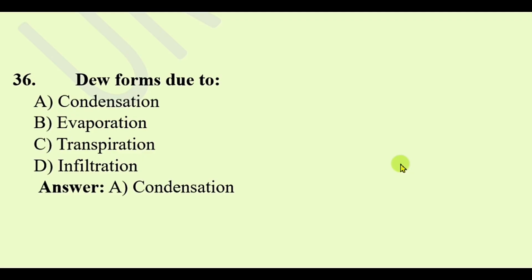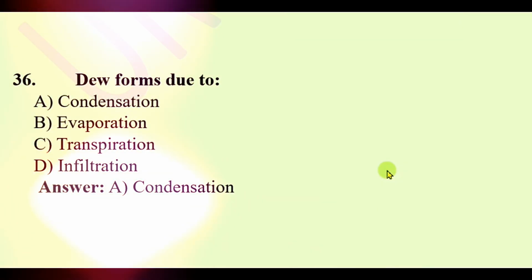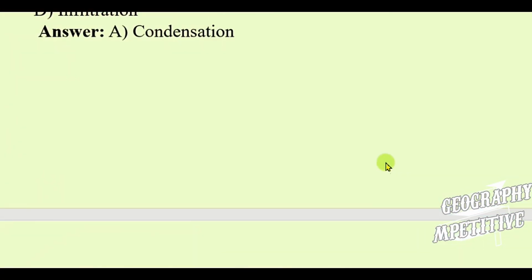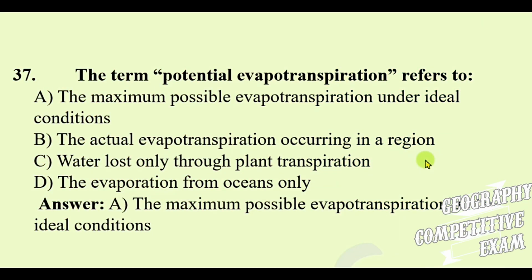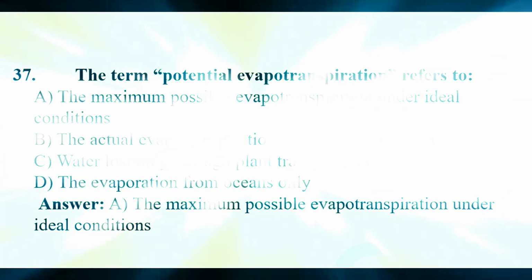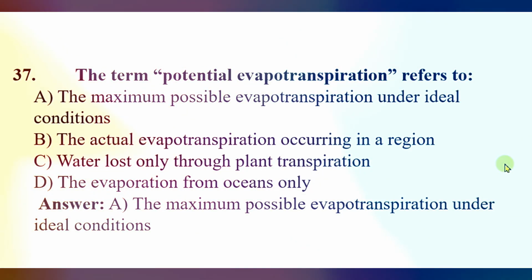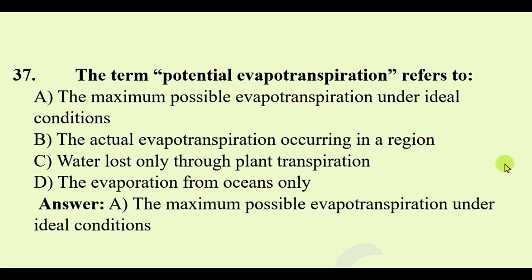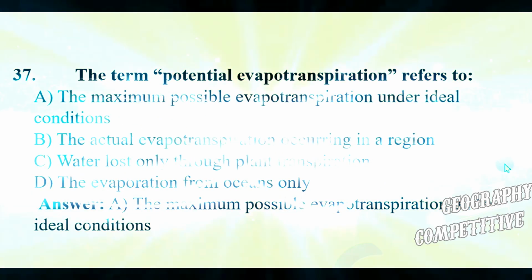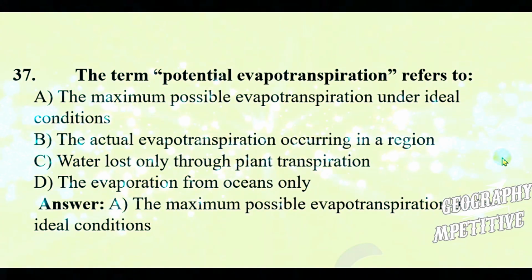Question 36. Dew forms due to condensation, evaporation, transpiration, infiltration. Of course, condensation. Dew is a formation related to cloud, but the density is less. Question number 37. The term potential evapotranspiration refers to the maximum possible evapotranspiration under ideal conditions, the actual evapotranspiration occurring in a region, water lost only through plant transpiration, or the evaporation from oceans only. Here the right answer will be the maximum possible evapotranspiration under ideal conditions.